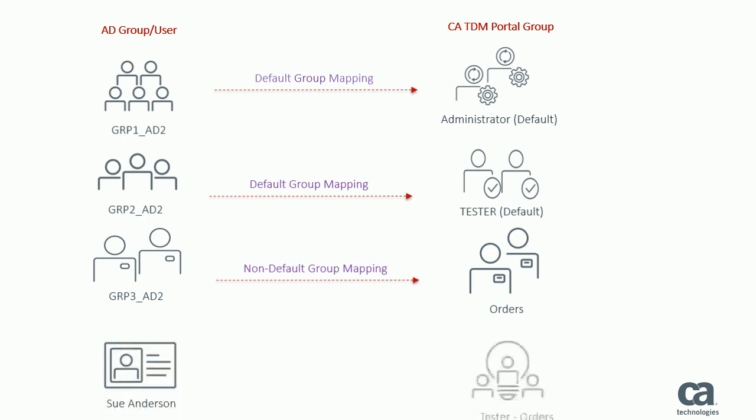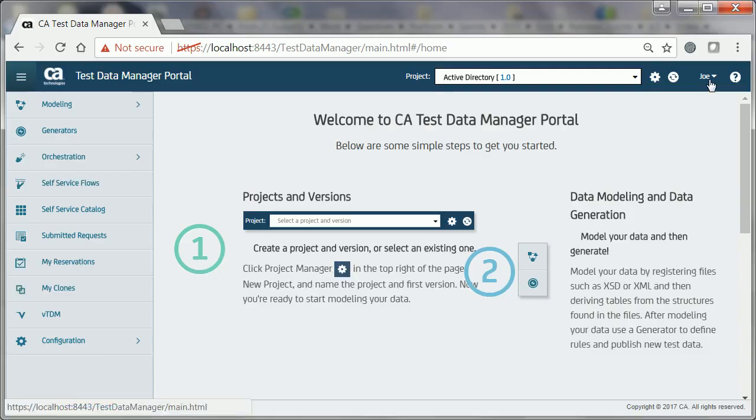AD user Sue Anderson must be explicitly added to a CATDM portal group so that she can get the same privileges. Joe has logged into the CATDM portal using his portal administrator credentials. He's already performed the required prerequisite tasks. For example, he has created and identified the AD groups and users on the AD server.